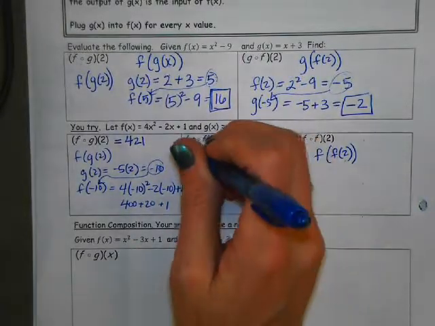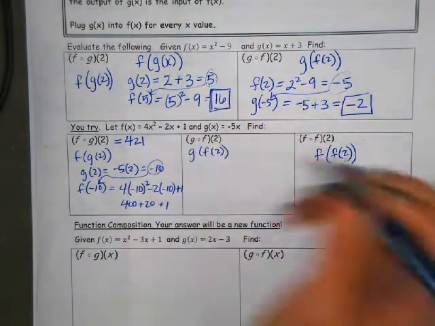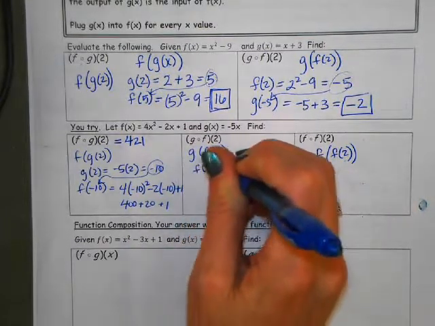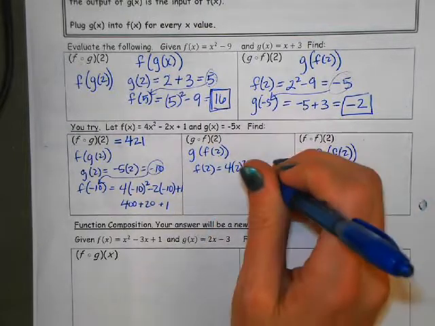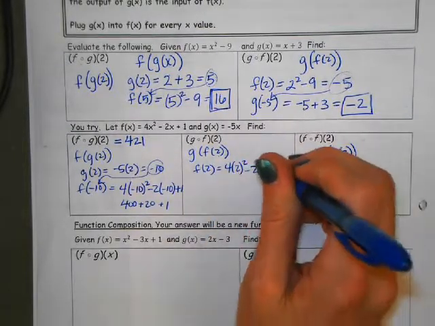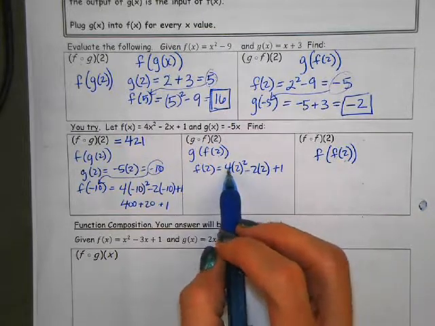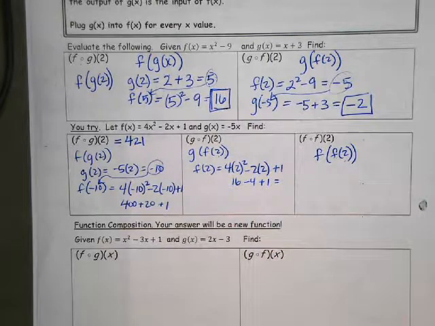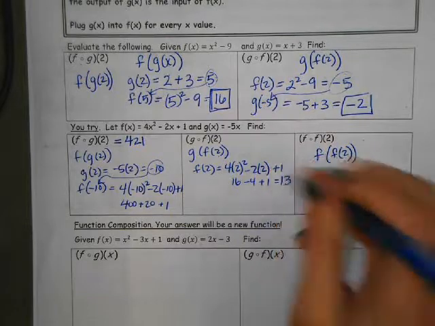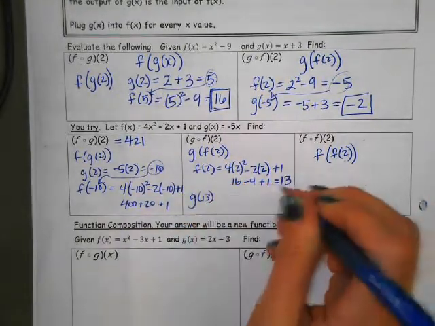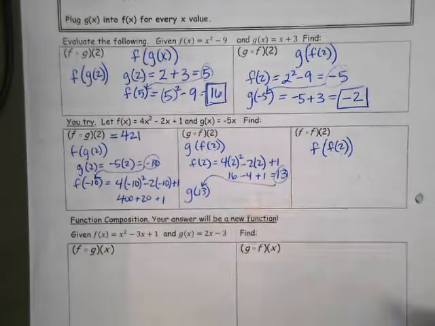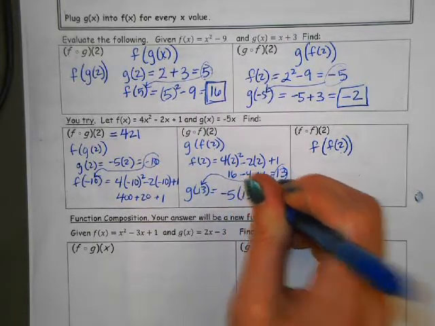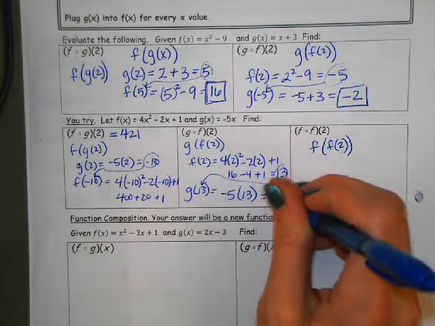Alright, next one. This is like g of f of 2. So I'm going to take the 2 and plug it into my f. So f of 2 equals 4 times 2 squared, minus 2 times 2, plus 1. So this becomes 4 times 4 is 16, minus 4 plus 1. So that ends up being 13. So then this becomes g of 13, because that goes into there. And so therefore that becomes negative 5 times 13, which then is negative 65.